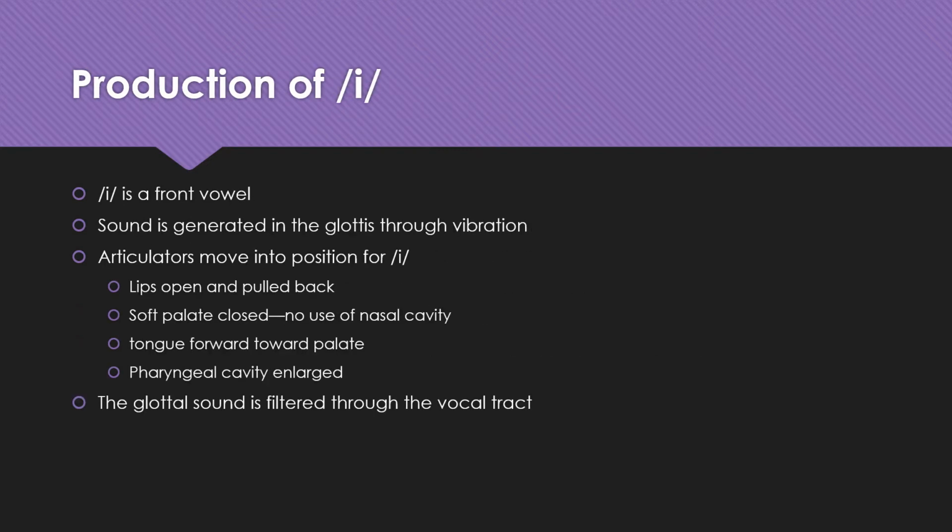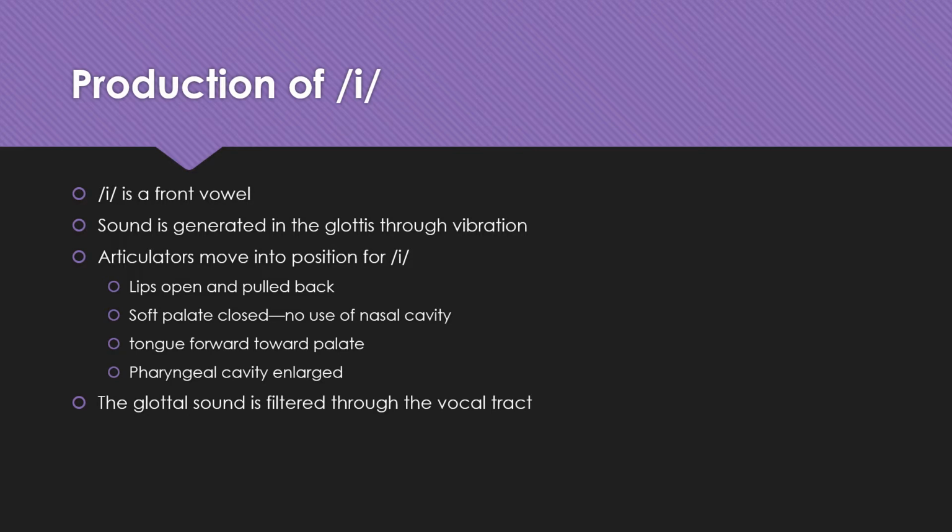So now that we know about the source filter theory, we can look at it a little closer during the production of a vowel. So I chose the vowel E, as in she or legal. So E is a front vowel. So going along with the source filter theory, we would first look at the source function, which is where sound is generated in the glottis through vibration. This would also show the fundamental frequency.